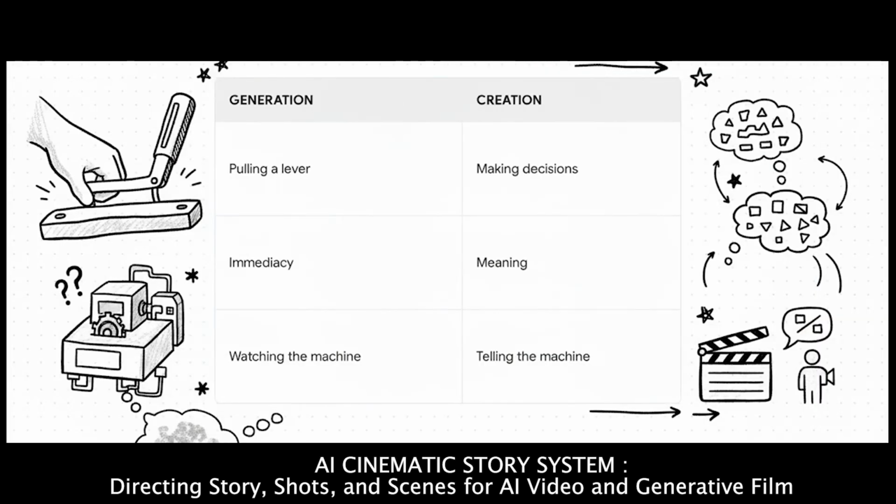You know, this right here gets to the absolute heart of the problem. For too long, we've been confusing generation with creation. Generation is just pulling a lever. It's about getting something back, fast. It's watching the machine do its thing. But creation? That's totally different. That's about making decisions, consciously embedding meaning, and telling the machine what you want to do. It's a complete shift in mindset, and it's the one we need to make.